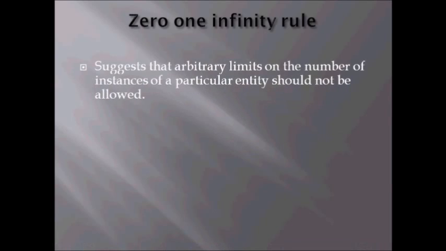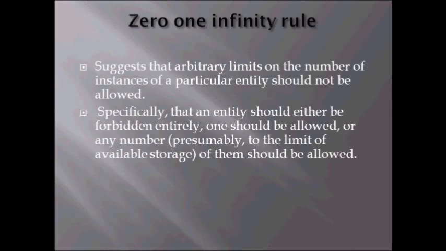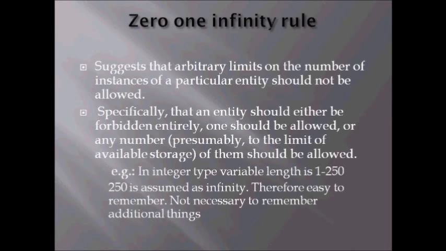Programming principles. The 0-1-infinity rule suggests that arbitrary limits on the number of instances of a particular entity should not be allowed. Specifically, an entity should either be forbidden entirely, one should be allowed, or any number of them should be allowed. For example, in an integer type variable the length is 1 to 250. 250 is assumed as infinity, therefore it is easy to remember and not necessary to remember additional things.